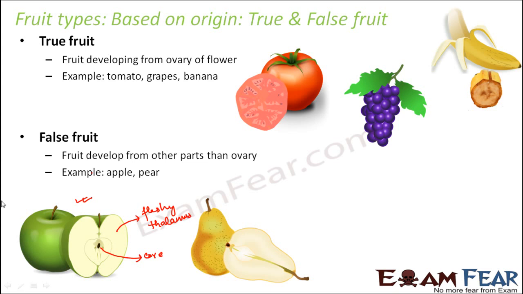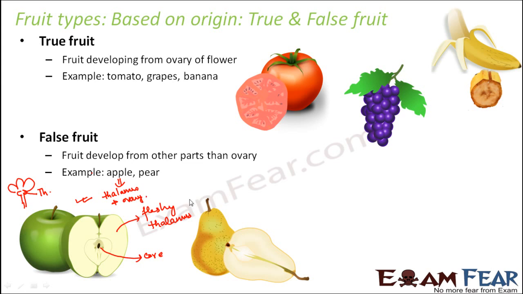What is thalamus? I hope you all remember, like we spoke about the flower. If this is a flower, this is the stalk, and the upper portion of the stalk is swollen. That portion is the thalamus, right? So in case of apple, the fruit is formed by thalamus plus remains of the ovary. In apple, the fruit is formed by thalamus plus some remains of the ovary.